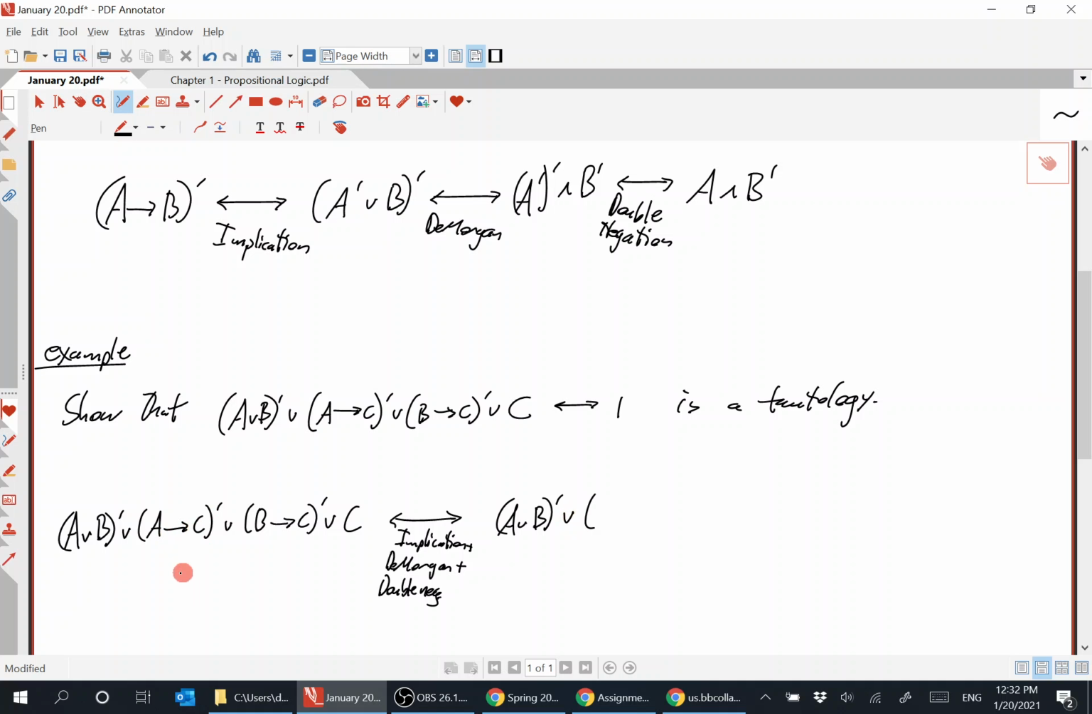What does A implies C not become? A naught or B? This one here. Oh, I'm sorry, A naught or C? A and C naught. Oh, I see what you're saying.